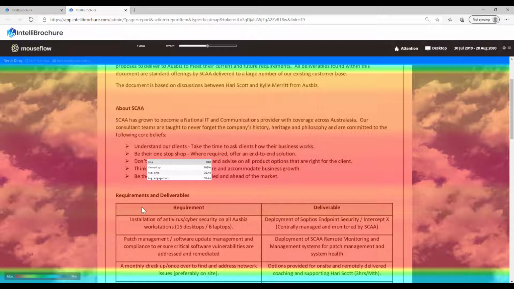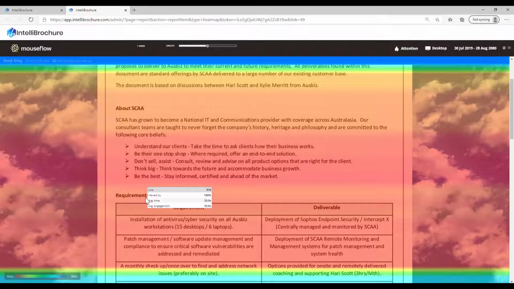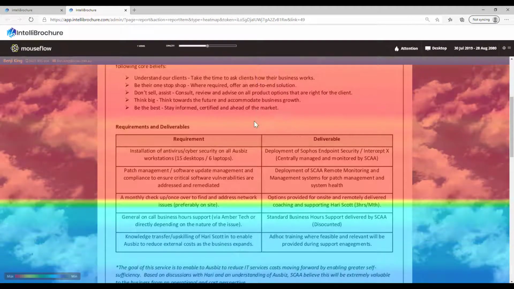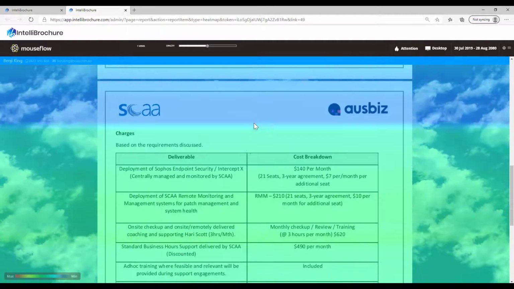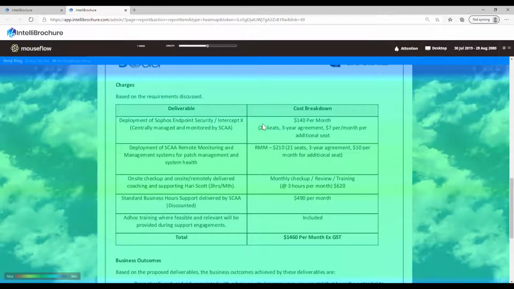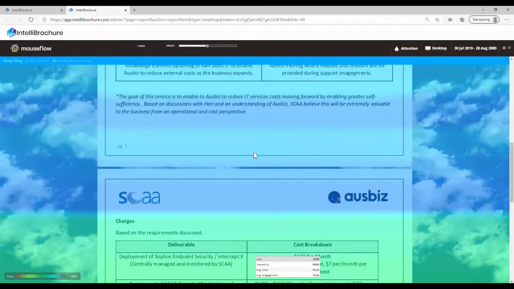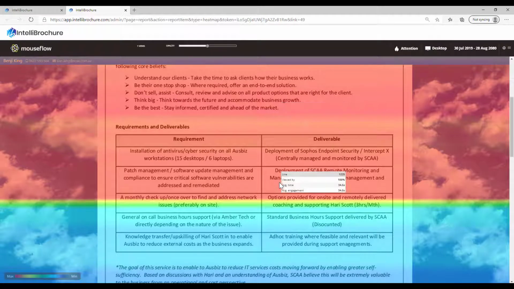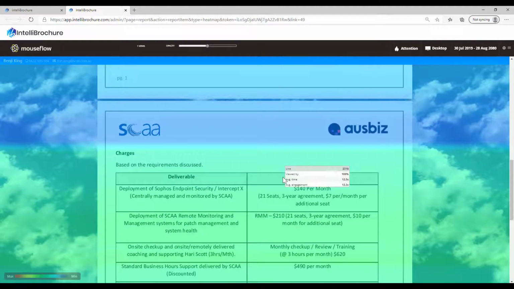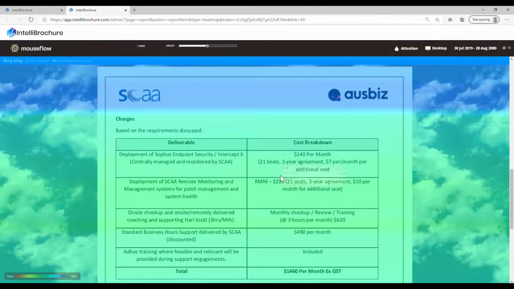So yeah, very interesting. And in fact, in my follow-up call with this particular prospect, I did use this data to focus the conversation on this particular topic. And interestingly, they signed off without asking for a discount. So I suppose that is a good example of how IntelliBrochure can assist you in your conversations. It's very interesting that by focusing on this element, no discount was required to get this deal over the line. So that's an example of how the heat maps can assist you.